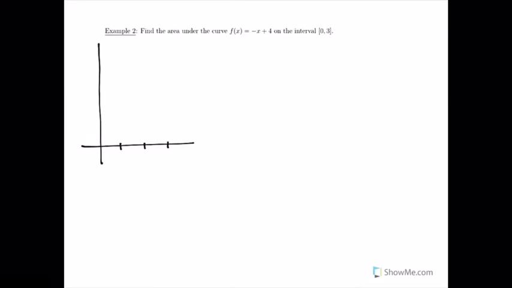So, first question has nothing to do with calculus at all: find the area under the curve negative x plus 4 on the interval 0 to 3. It might help to start by just graphing this function and seeing what comes out. So we're going to be thinking about just the interval 0 to 3. We're going to graph the function negative x plus 4. That has a y-intercept of 4 and a slope of negative 1. It's going to go through these 2 points.